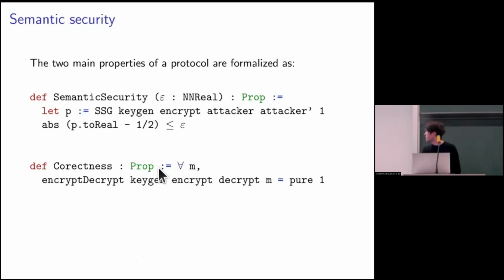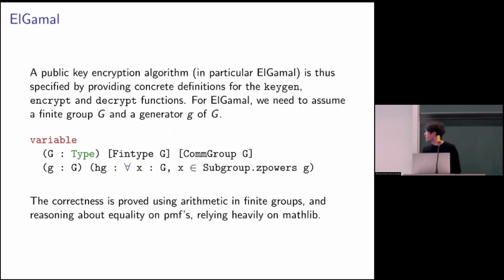Okay, and as I said, as a toy example, we will use the ElGamal protocol, and to express it in its generality, we again make use of the mathematical library that exists within Lean. So if you know ElGamal, you know that we have to choose some finite group here and then generate a key for the group, which can be readily expressed using the library.